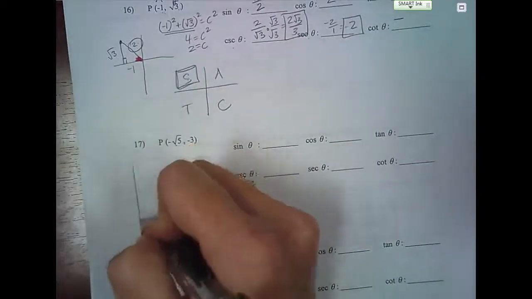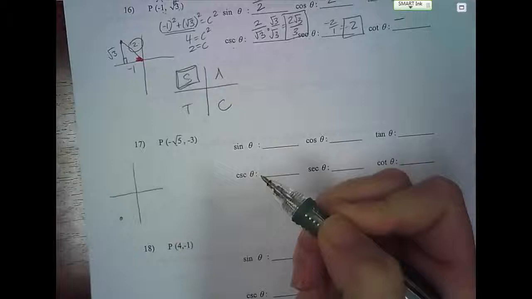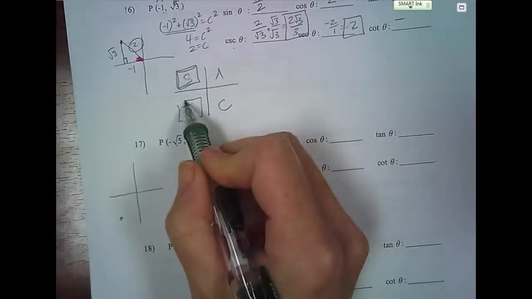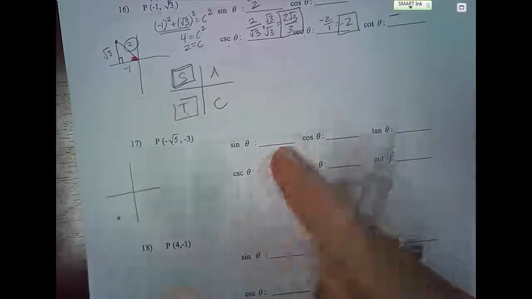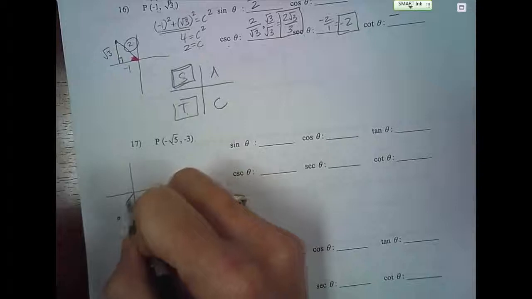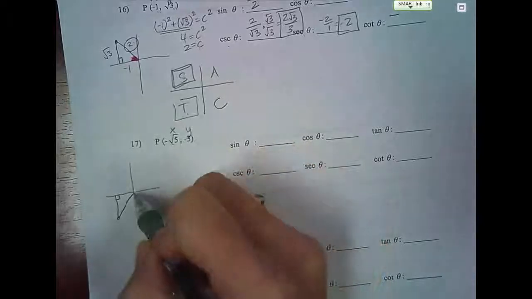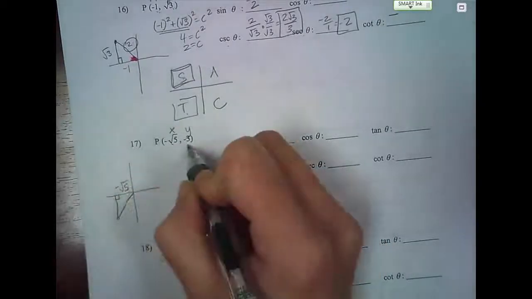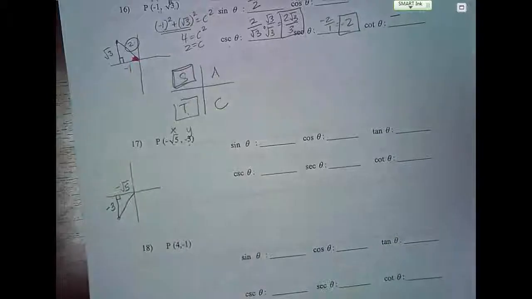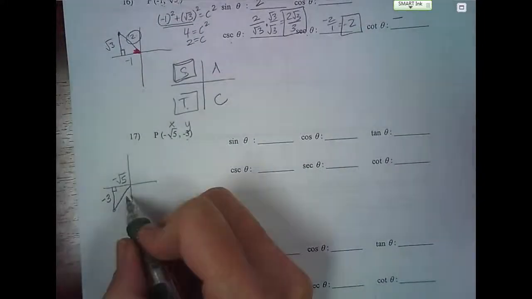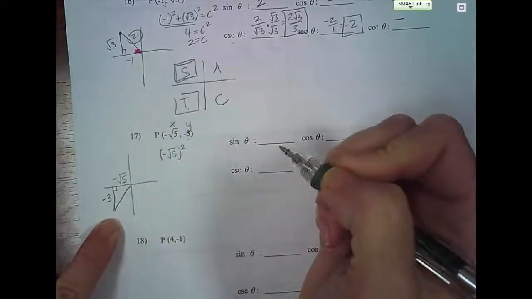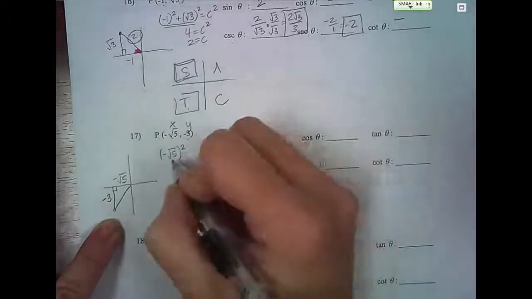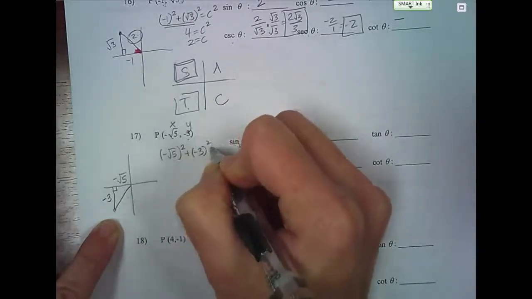Negative, negative means it's going to be in quadrant 3. And you'll notice also that only the tangent is going to be positive. All the other answers here are going to be negative. To make your point, you go from the origin to the point and back to x. It tells you this is x and this is y. So you're going to go left root 5 and down negative 3. Don't forget your signs. Now to find the hypotenuse, put parentheses around these things, guys, because of the negatives. Your calculator won't get them right if you don't. So this plus this equals c squared.